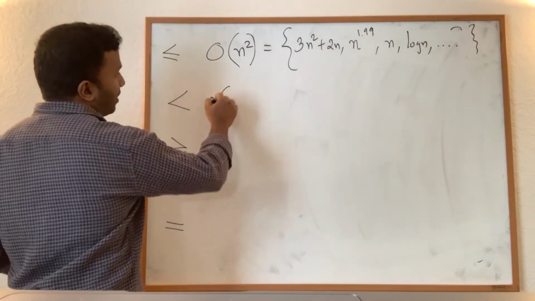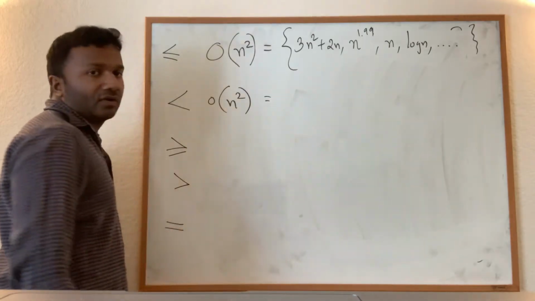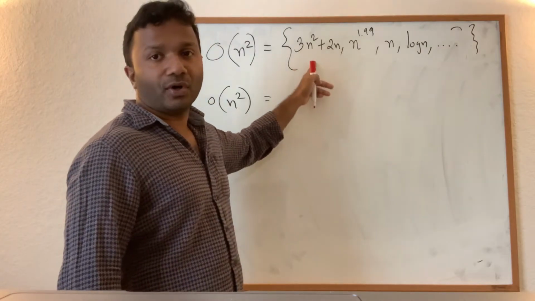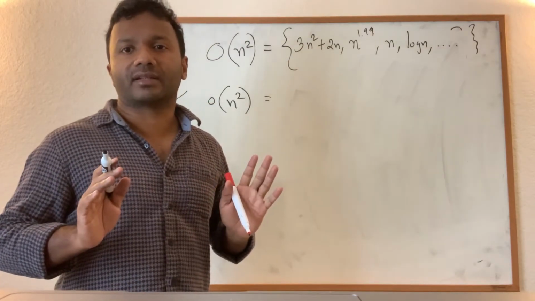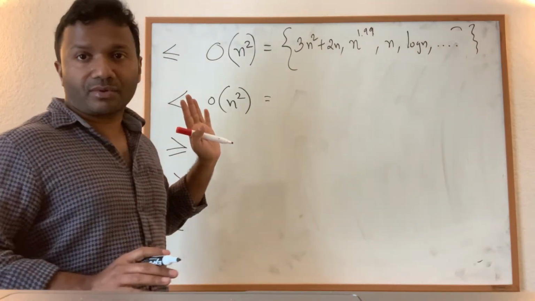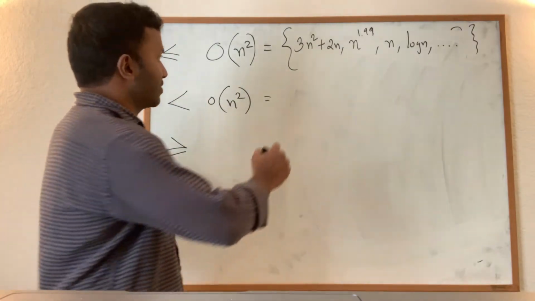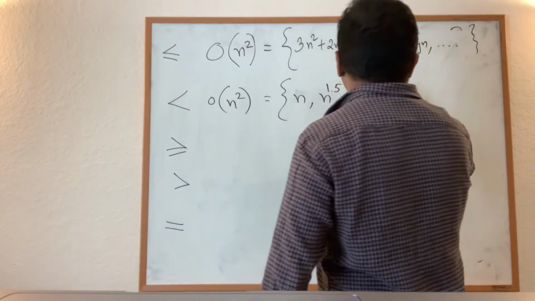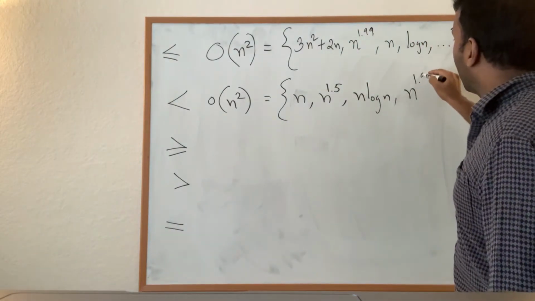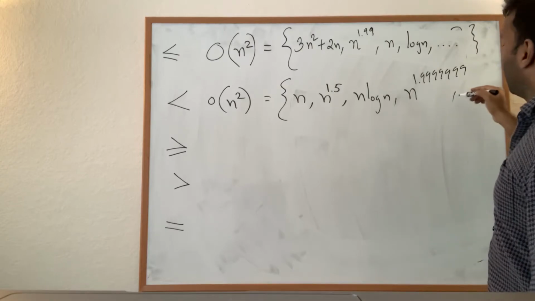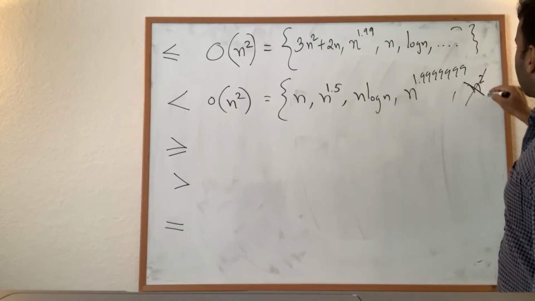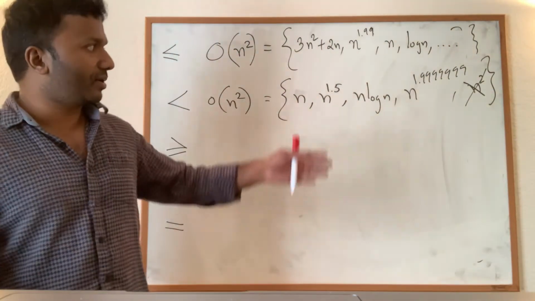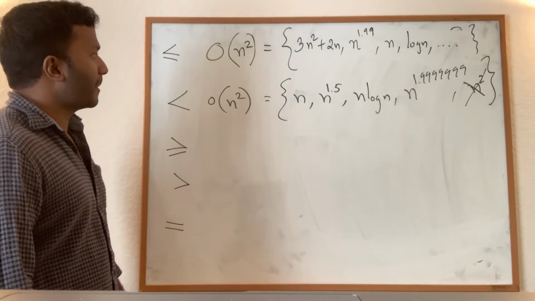When it is small o of n square, we can have all of these functions except those with n square as the dominating term. So we just want to avoid n square. Anything below n square is fine, strictly below n square. So we can have n, we can have n to the 1.5, we can have n log n, we can have n raised to 1.999999, but n square is not allowed here. Okay, n square or any constant multiplied by n square is not allowed here.